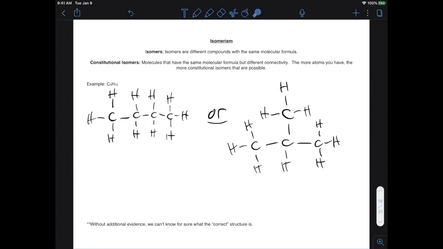And of course, if I give you this formula and you draw out a molecule, you might say, okay, is one of these correct? And the answer is no. Without additional evidence, we don't know for sure what the correct structure is. So if you were making something in lab, for example, and you're able to figure out this is the molecular formula, but you didn't know structurally which one it was, it would be tough to say without any additional evidence. So if we had something like its boiling point, for example, we could know, because these compounds do have different boiling points, because they're connected differently. And we'll talk about that a little bit more in a later chapter, but just something to keep in mind.